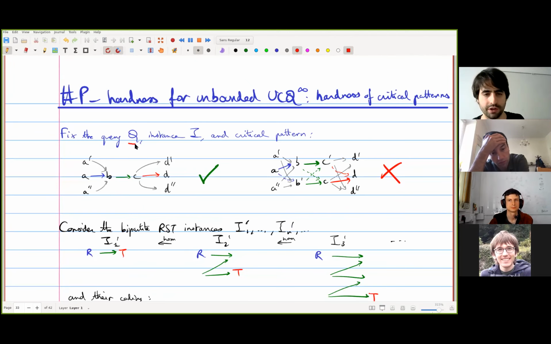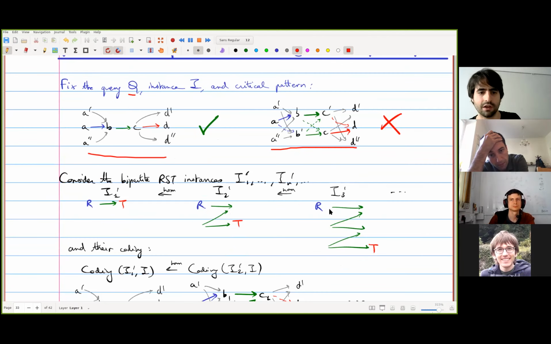So if we have a query that has a pattern like this, so there is an instance satisfying the query, and modifying the instance in that way does not satisfy the query, then I can just look at bipartite instances that do back and forth paths of increasing length. So consider this sequence of bipartite RST instances, R to T. So this R to T, 1 back and forth, 2 back and forths, and so on.